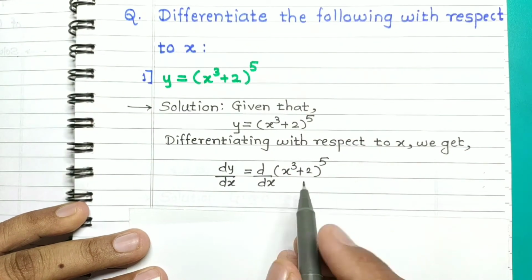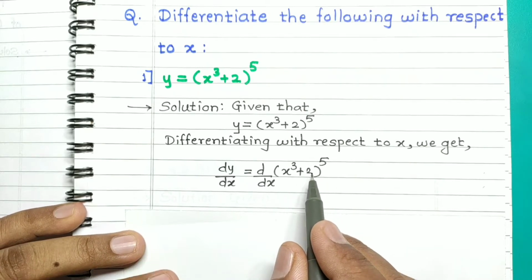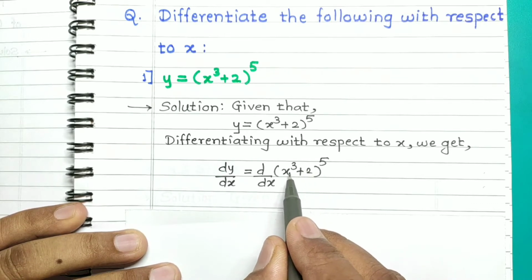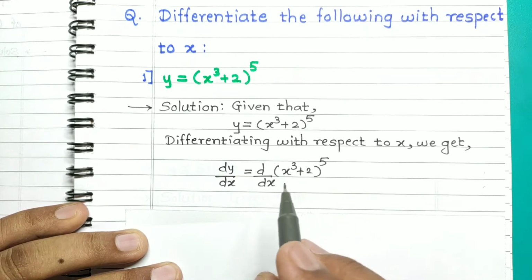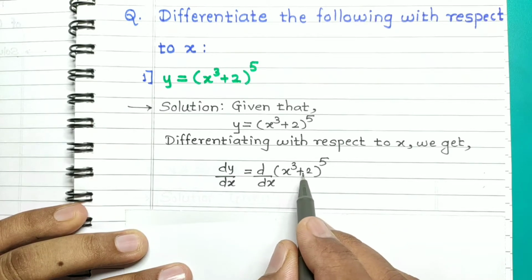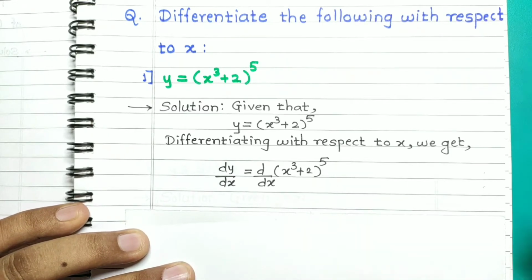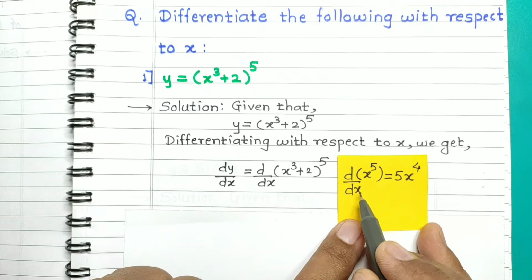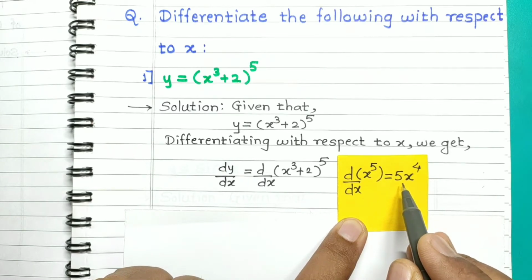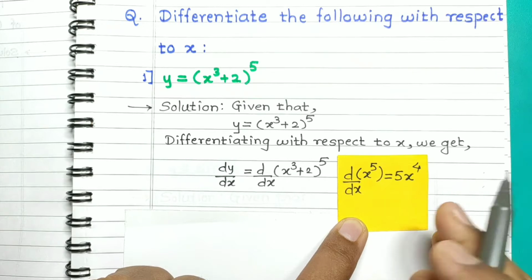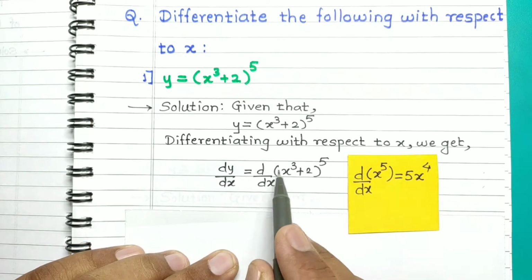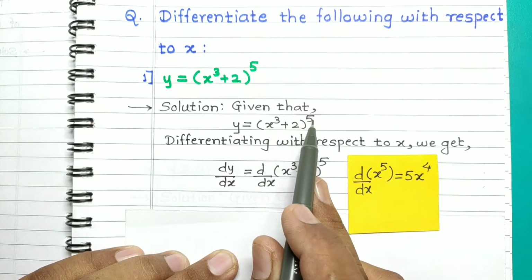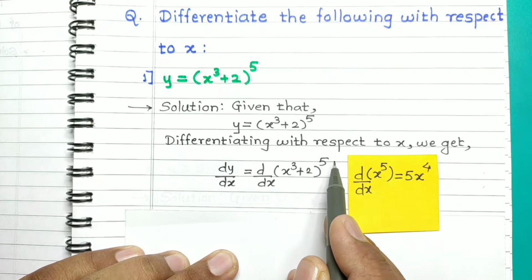Here you observe that this function is a composite function and it is like something raised to 5. If in place of x cube plus 2 it is x only, then it will be like x raised to 5. And for x raised to 5 we have the standard derivative: derivative of x raised to 5 is equal to 5 into x raised to 4. So we are going to treat this given function y as something raised to 5.